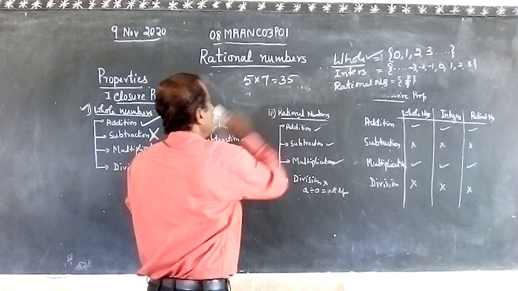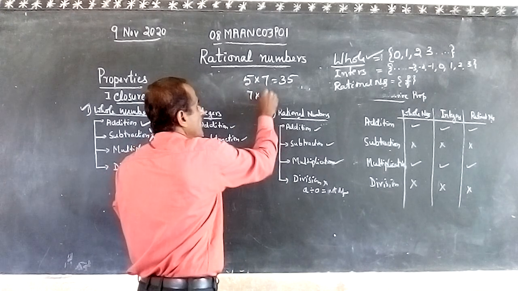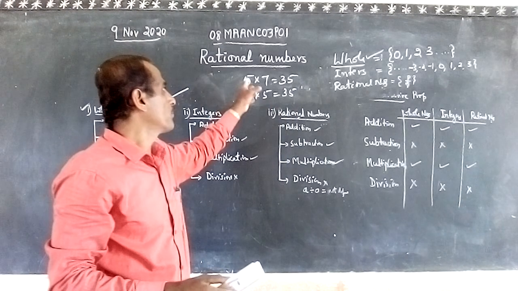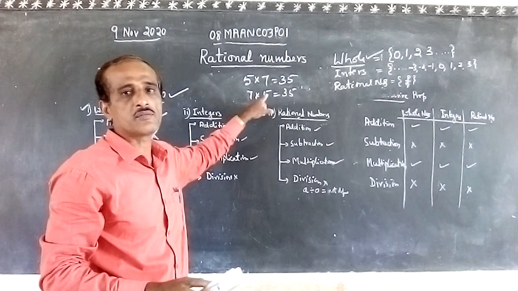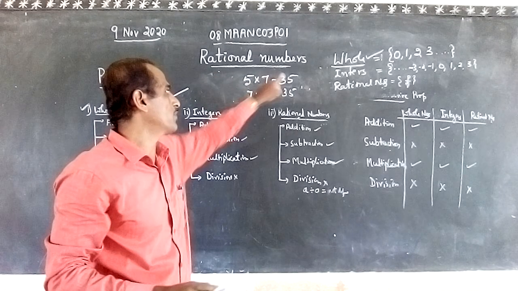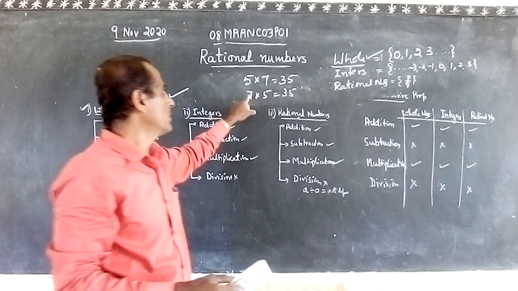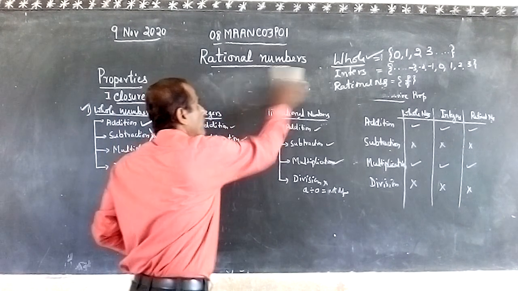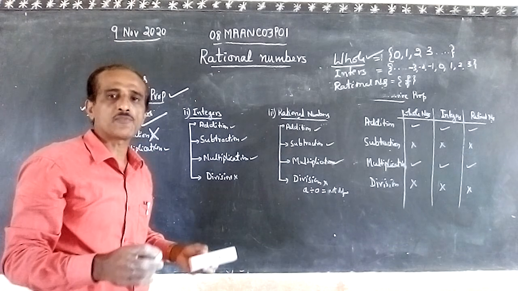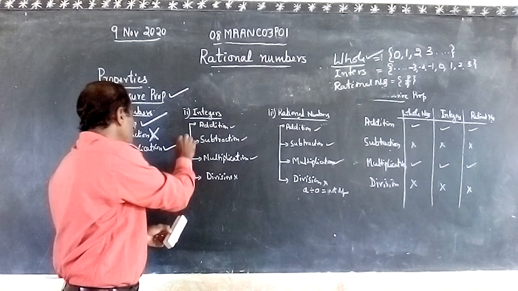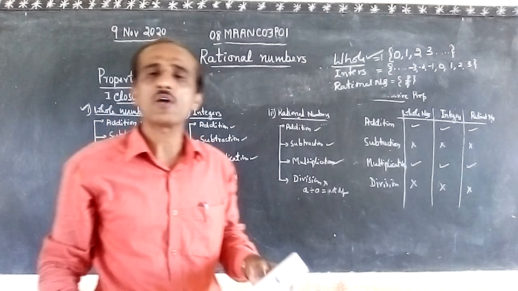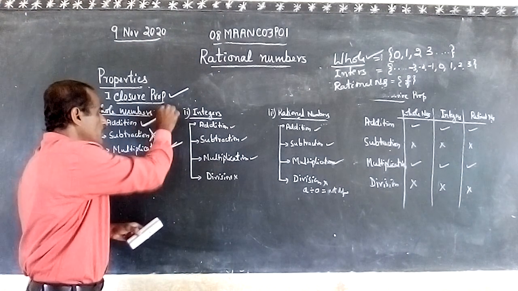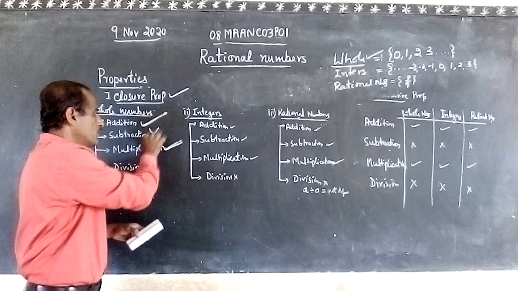Or 7 into 5. If you reverse the order, 7 into 5 is also 35. So 5 minus 7 is not equal to 7 minus 5 in subtraction, but 5 into 7 is 35 and 7 into 5 is also 35. Therefore, if a and b are whole numbers, their product is also a whole number. Multiplication is closed for whole numbers. Addition is possible. Multiplication is possible. Subtraction is not possible.